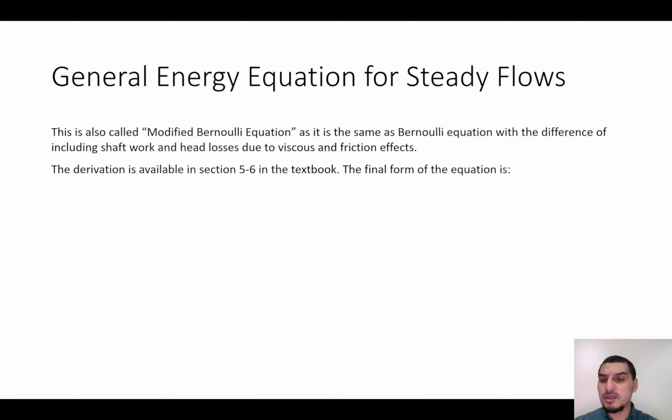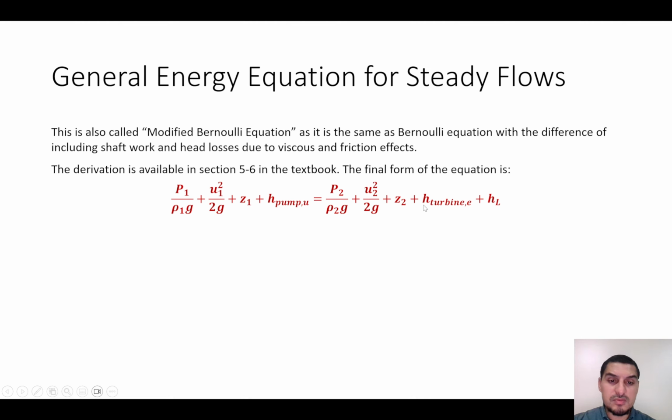The derivation is available in the textbook in section 5.6, and you can go and check it if you're interested. But for the sake of time, and to make this point clear without going through a lot of derivations, I'm going to show the final form of the equation. So this is the final form of the equation, which looks similar to the original Bernoulli equation. We'll see that these three terms here and these three terms here are the same terms we used to see in Bernoulli equation. There is one extra term here, and there are two extra terms here.